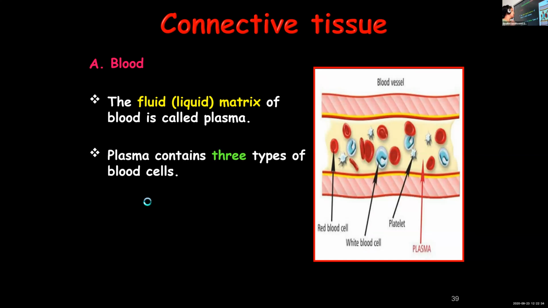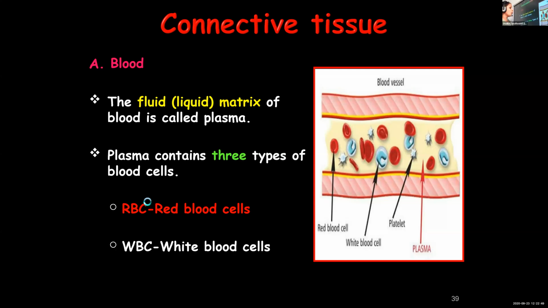And scattered in the plasma, you can find 3 types of cells. I think you're familiar with this. Have you learned about the different types of cells in blood? Yes. So the first one is red blood cells. Second, white blood cells. And the last one, platelets. Red blood cells, white blood cells, and blood platelets.